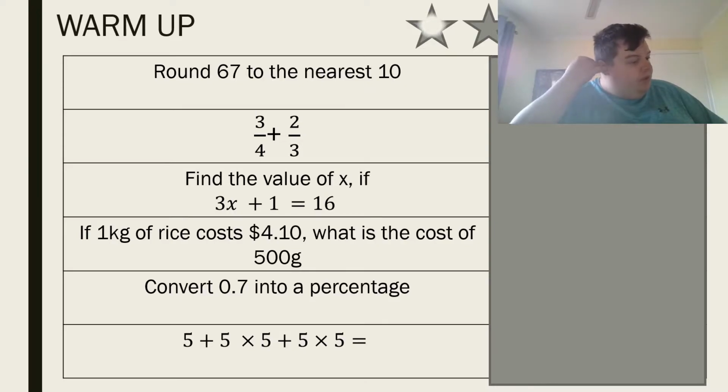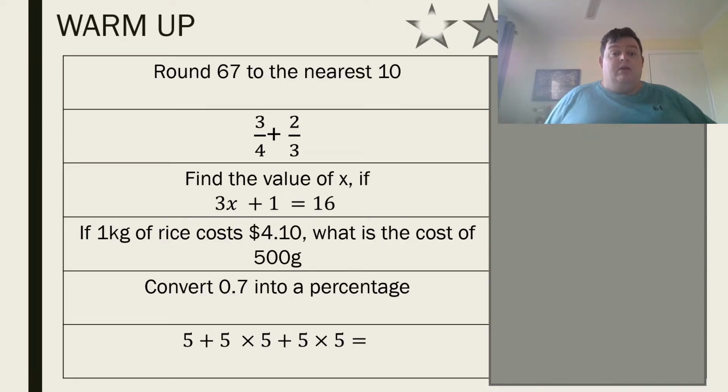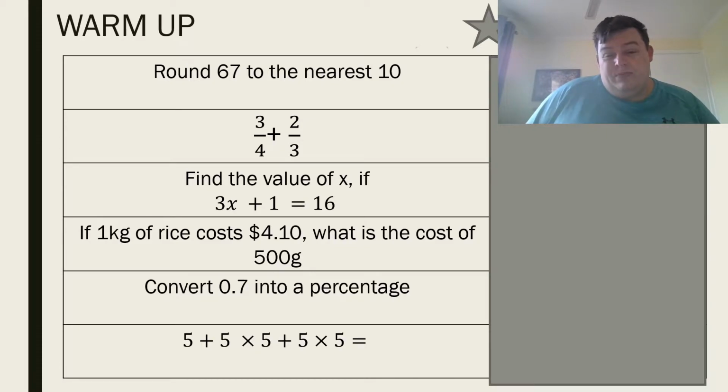Okay. Assuming that you paused this video, if you had to round 67 to the nearest 10, that would be 70, because 5 or higher rounds up. 3/4 plus 2/3, you have to make the denominators 12 in order to add them. So that would be 8/12 plus 9/12, that's 17/12. Find the value of x if 3x plus 1 equals 16, that would be 5.